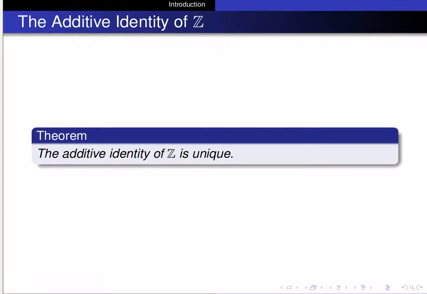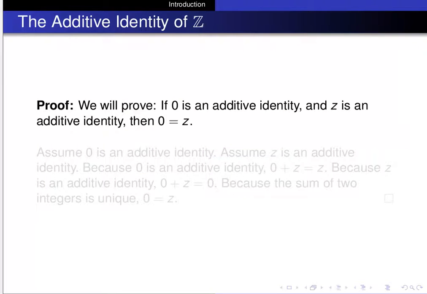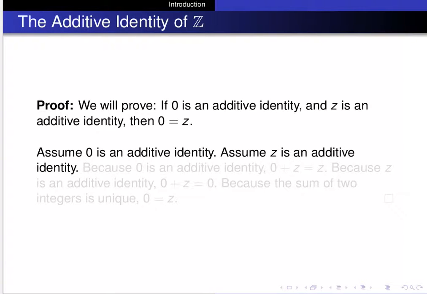So here's our theorem. The additive identity of Z is unique. To prove this, we're going to do a direct uniqueness proof. A direct uniqueness proof starts by assuming that you have one thing of the type and another thing of the type, and then you prove that they're equal. So we're going to prove that if 0 is an additive identity and Z is an additive identity, then 0 is equal to Z. So let's assume that 0 is an additive identity, and let's assume that Z is an additive identity.